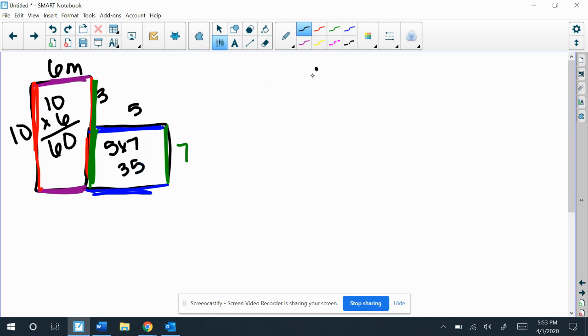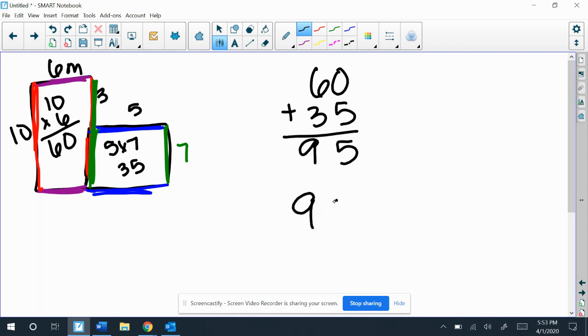I'm now going to add those up to get my total area. This is 5, 6, and 3 is 9. So my answer is 95 meters, because that gives it up here, meters squared.